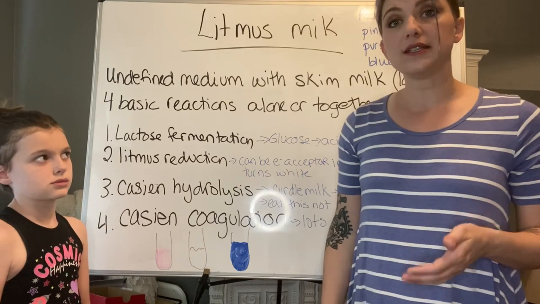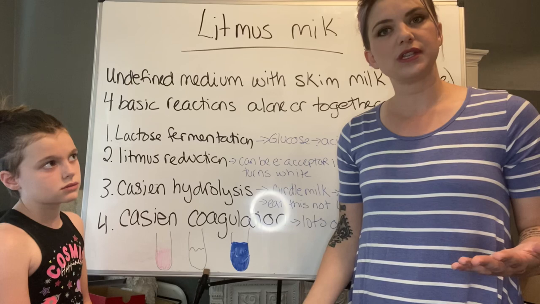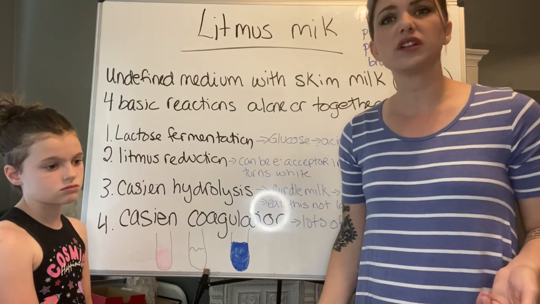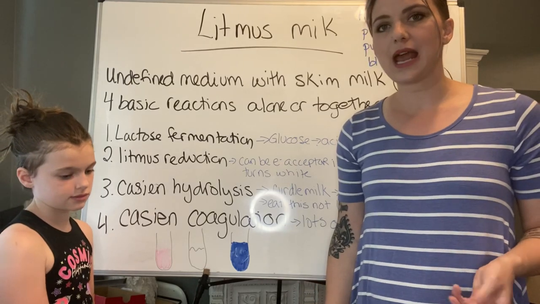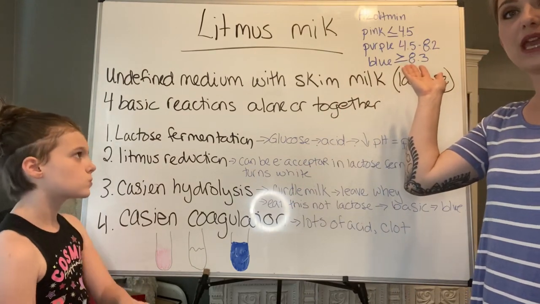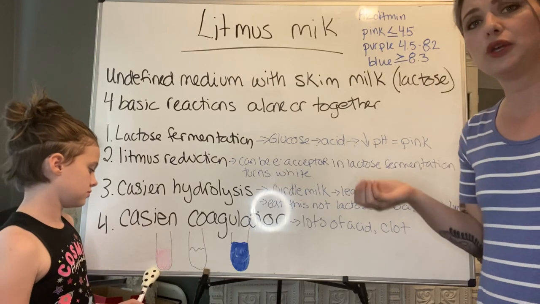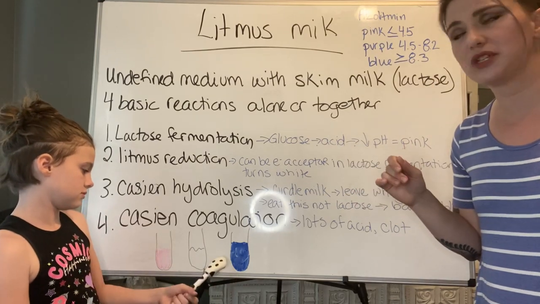Litmus milk is an undefined media. It has skim milk in it, so that has lactose as a carbohydrate source. It also has azolitmin as a pH indicator. And I've written up here the pH and the colors. So azolitmin is pink when it's acidic, it's blue when it's basic, and it's purple in between.